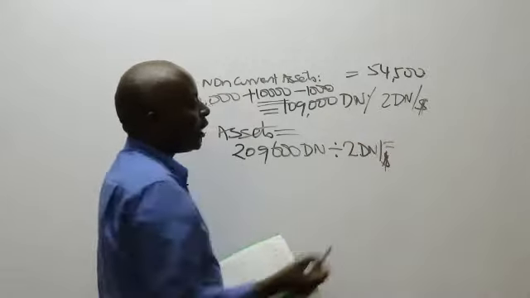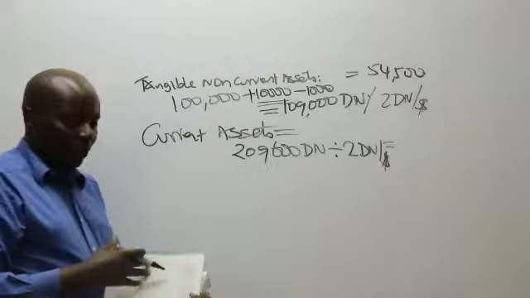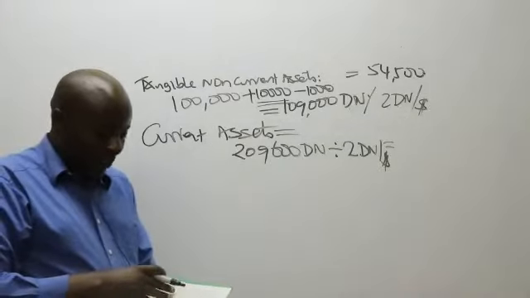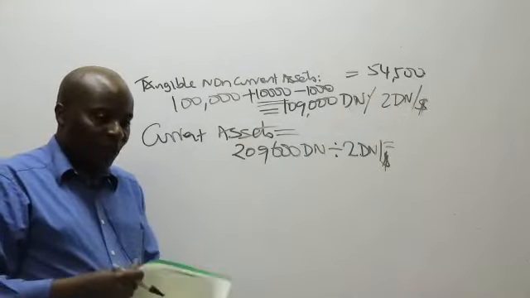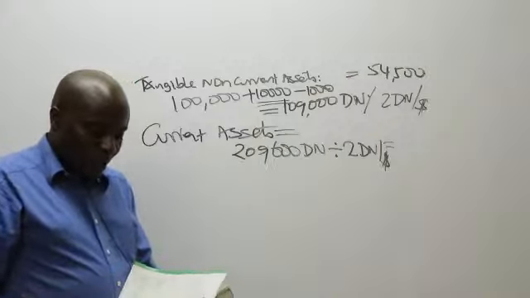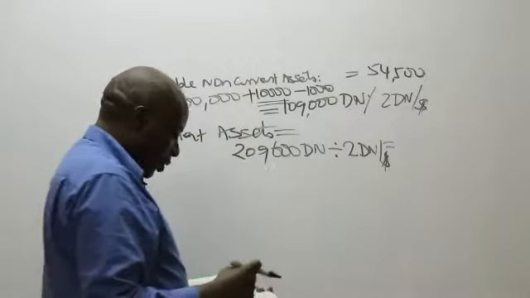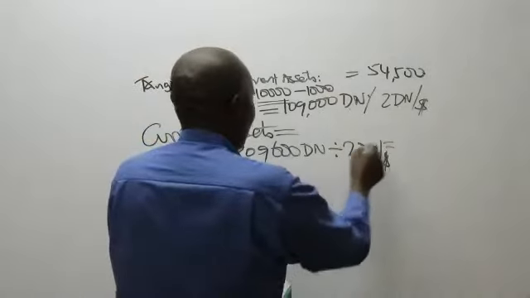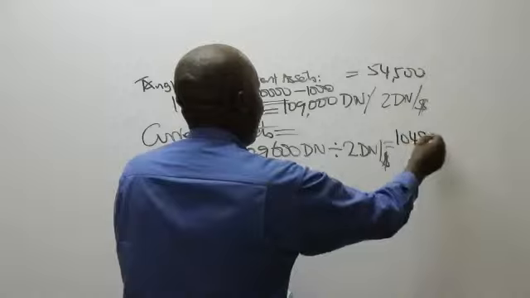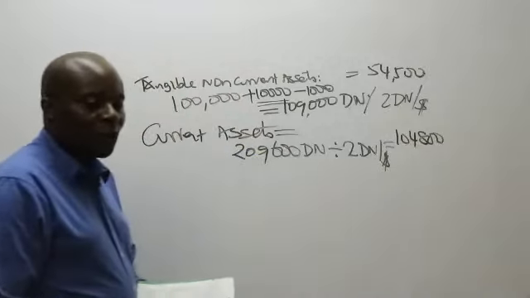So at the end of the day, I should be able to get how much? Somebody talk to me, please. 104,800. So I'm being given a figure of 104,800. Thank you very much. What else am I required to translate?